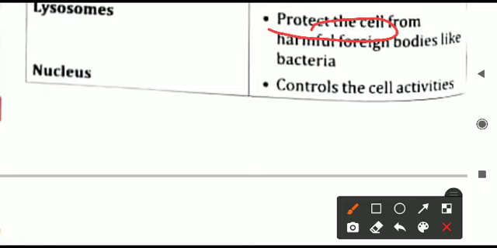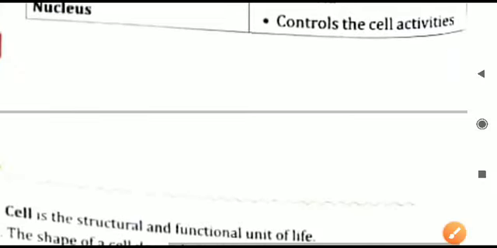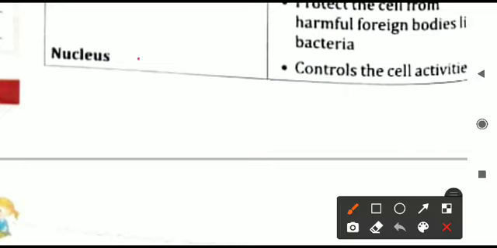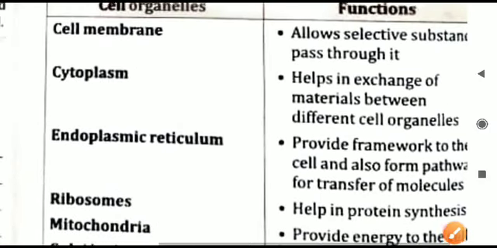Because they are protecting the body, the lysosomes are also called the soldiers of the cell, and also the suicidal bags. They are protecting the cell body from other harmful organisms. Last is the nucleus, as we have already seen, it is the control center of the cell. So that is the function. It controls the cell activity. So all these functions are given here in brief.